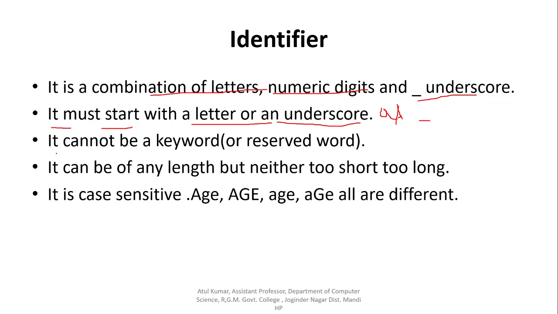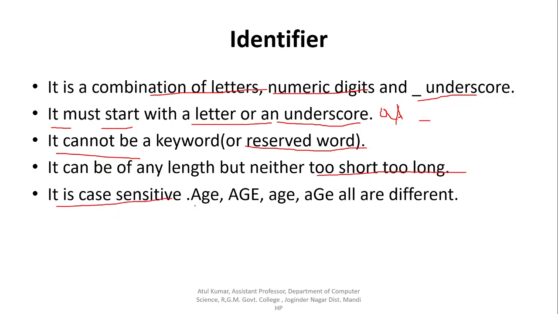It cannot be a keyword. Keywords are reserved words that have a reserved meaning in Python, so an identifier cannot be a keyword. Next, it can be of any length, but it should be neither too short nor too long. You can create an identifier of any length, but it should not be too short, and not too long. It is also case sensitive.